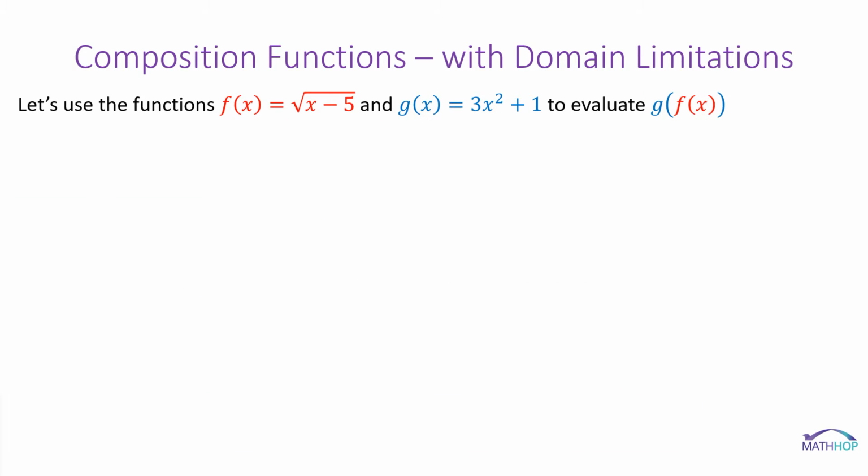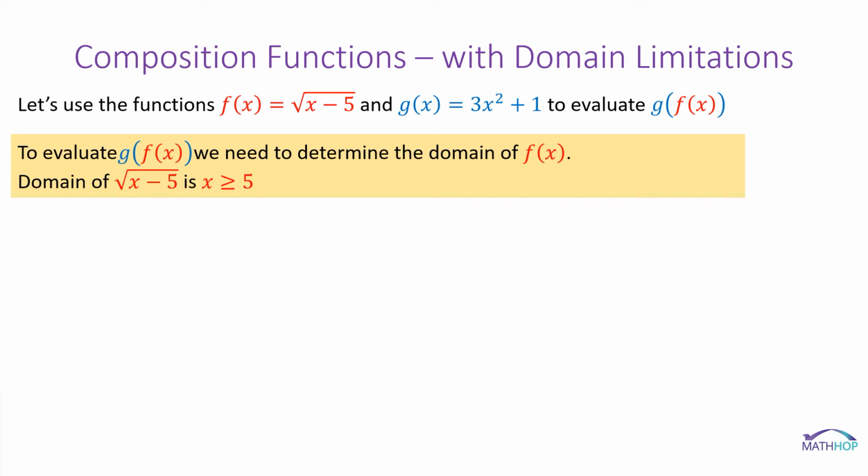Let's go the other way. Let's do g of f of x, and let's use two different functions. So f of x is the square root of x minus 5. So there's a domain limitation here. We have to have positive numbers or 0. And g of x is 3x squared plus 1. Okay, so this is a quadratic, all real numbers, no domain limitations, not too bad.